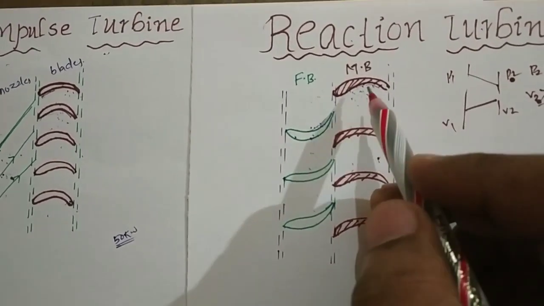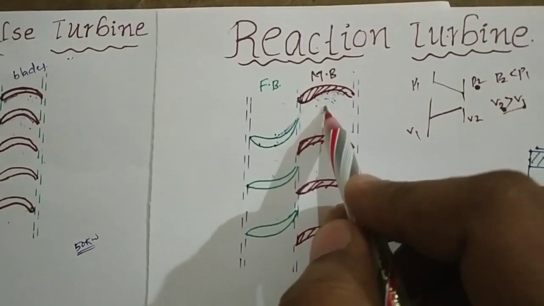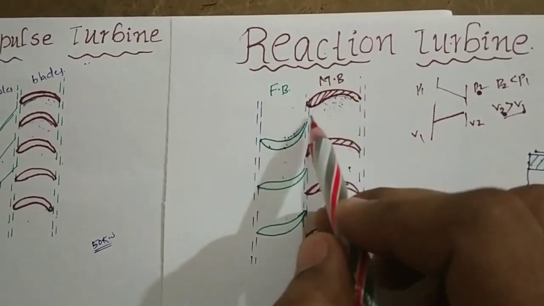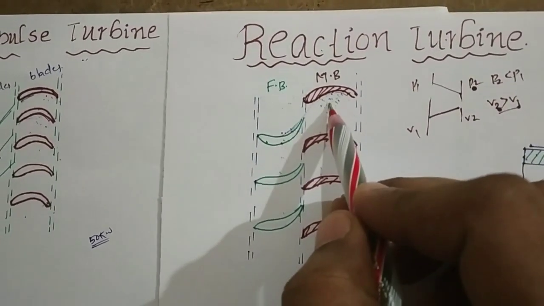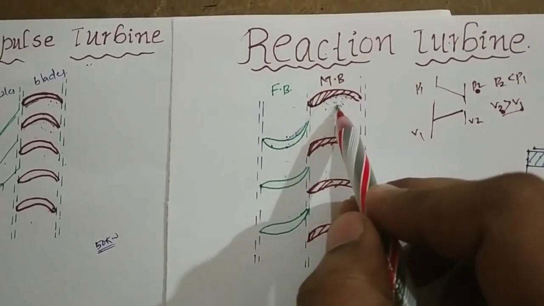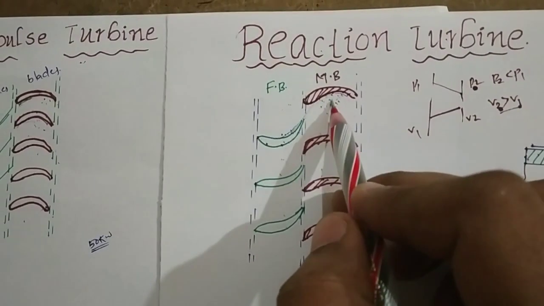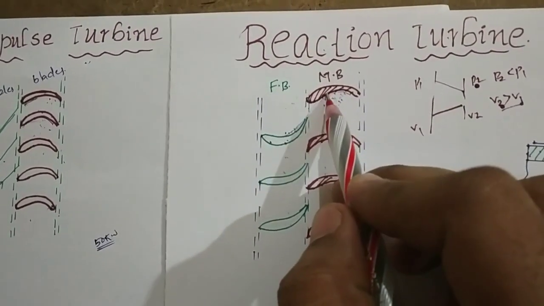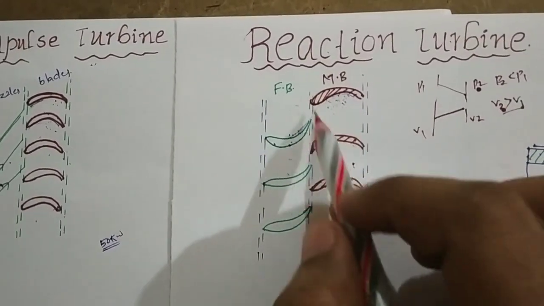Here, two-stage expansion is taking place. Because of this, the pressure decreases and the velocity increases here. Therefore, the velocity decreases here. Because of this two-stage expansion, the reaction will be produced in the moving blades. Because of the reaction produced in the moving blades, the turbine starts rotating. That's why this is called a reaction turbine.